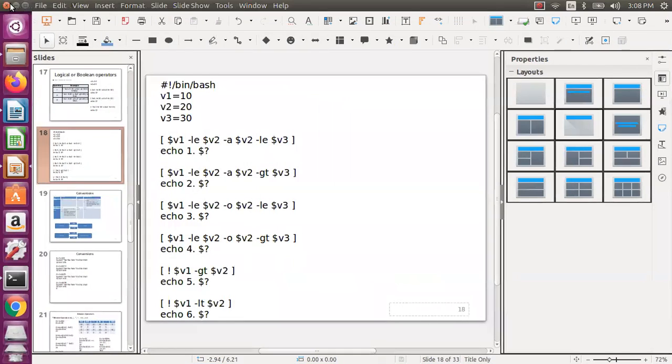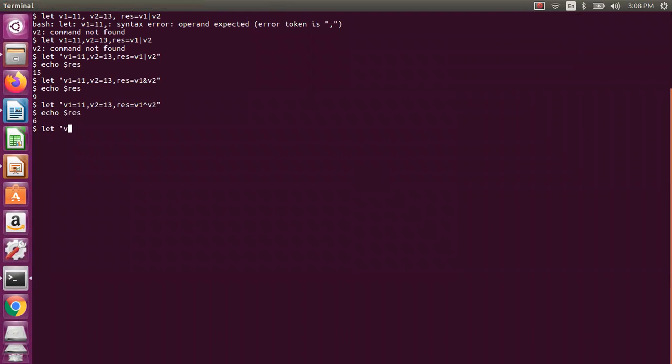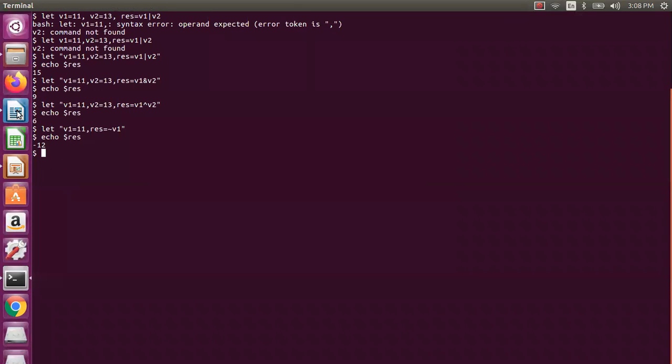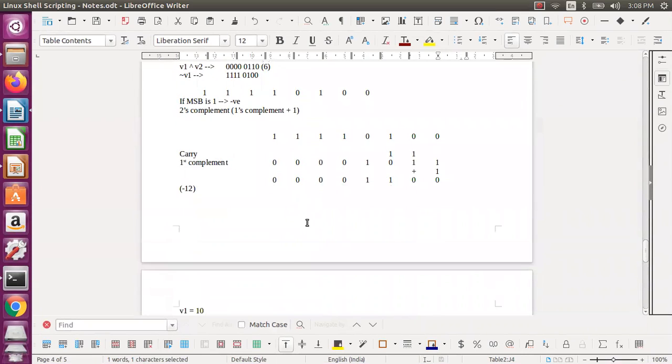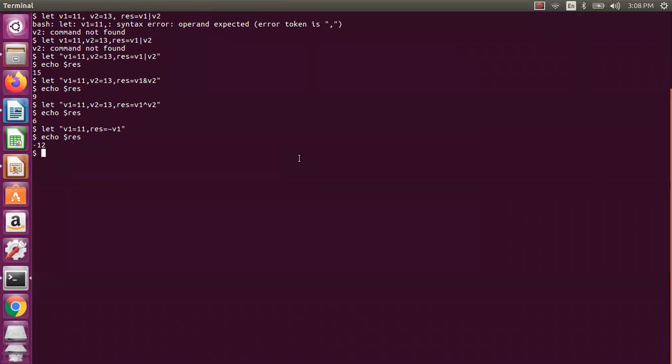Now we will see the negation actually. So negation of v1. Let v1 equal to the same 11 only, right? Result is negation of v1. Now echo dollar result, it will be minus. So v1 is 11, right? So it will be minus 12. Yeah, so that's what we got actually. So this is through let. The same thing, okay, left shift and right shift also we will try. So now v1 equal to what we have taken, 10, right?